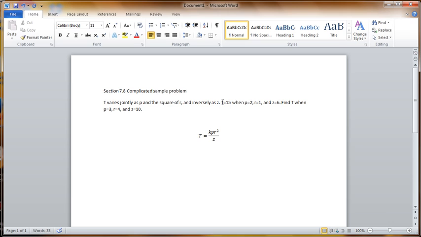Okay, so now we substitute the given values, which is in this second part of the question, t equals 15 when p equals 2, r equals 1, and z equals 6. We're going to substitute all four of these numbers in for the letters over here in order to solve for the value of that constant k. So let's do that here.